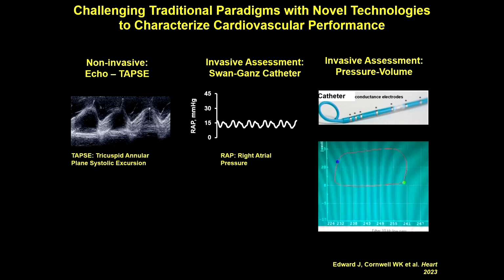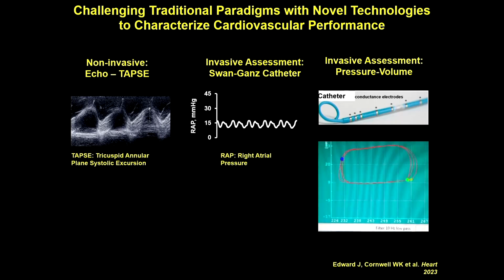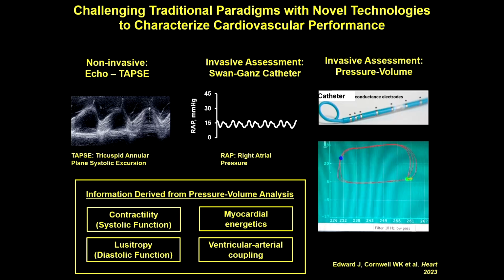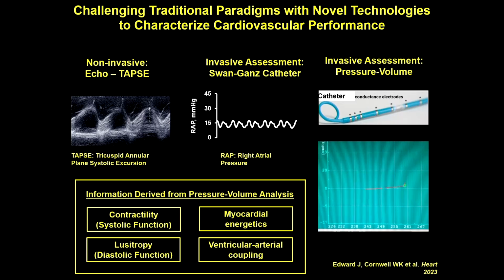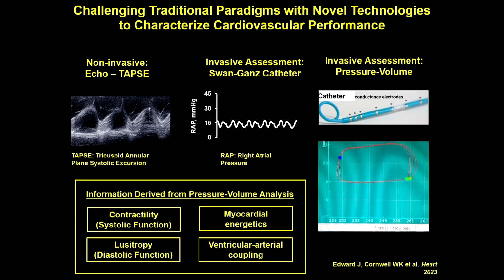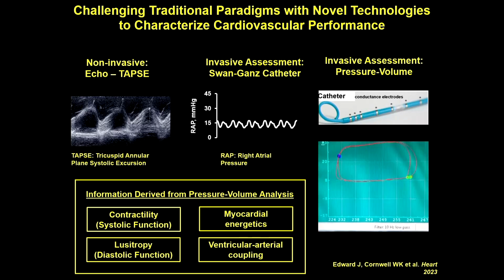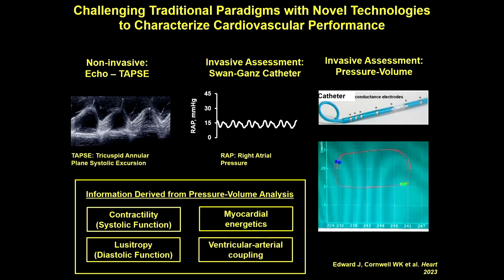This is from one of the participants in some of our studies that we've done. And the nice thing about these is that they allow you to have a much greater level of granularity when you look at ventricular function. We can look at things like contractility, lusitropy, myocardial energetics, and what I would argue is perhaps the most important of all of them, ventricular arterial coupling. Simply by using these fun toys, these conductance catheters that generate real-time pressure volume loops.